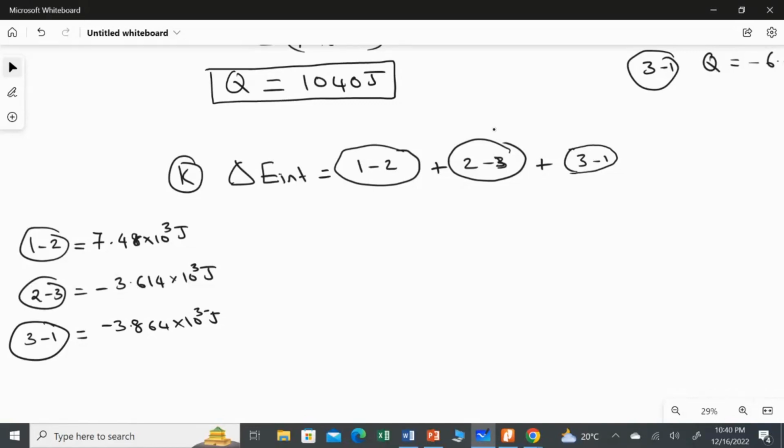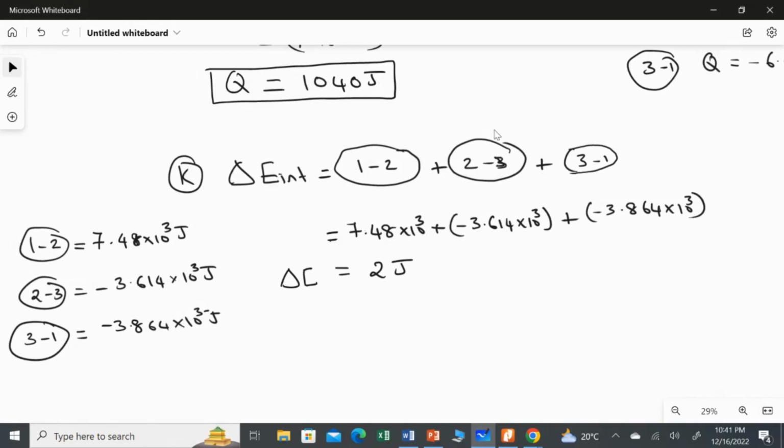Now I'm going to add all of these: 7.48 multiply 10 power 3, plus negative 3.614 multiply 10 power 3 for state 2 to 3, plus negative 3.864 multiply 10 power 3 for state 3 to 1. When you add all these, we get the answer as 2 joules. So for the full cycle, the change in internal energy of the monatomic gas is 2 joules. Clear?